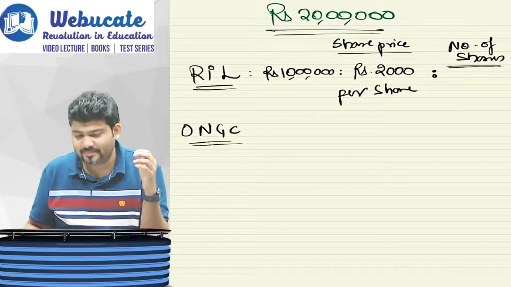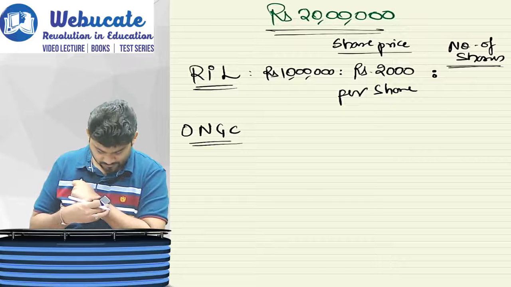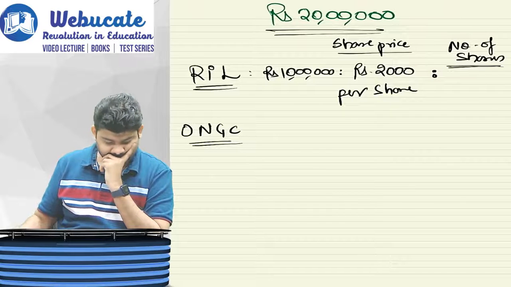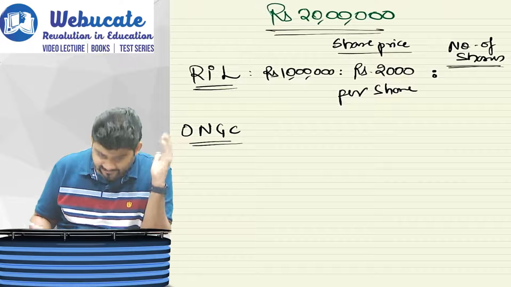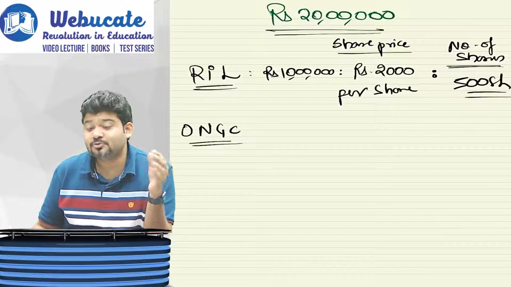Tell me how many shares will I buy with this amount of money and with this share price. Correct, 500 shares. In short, I have purchased RIL at the rate of 2000, 10 lakh.